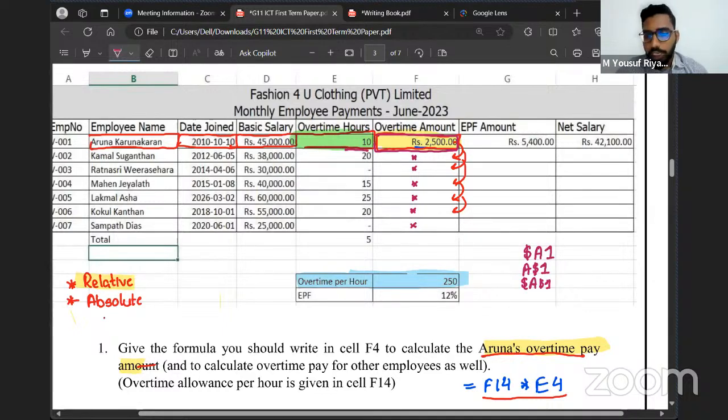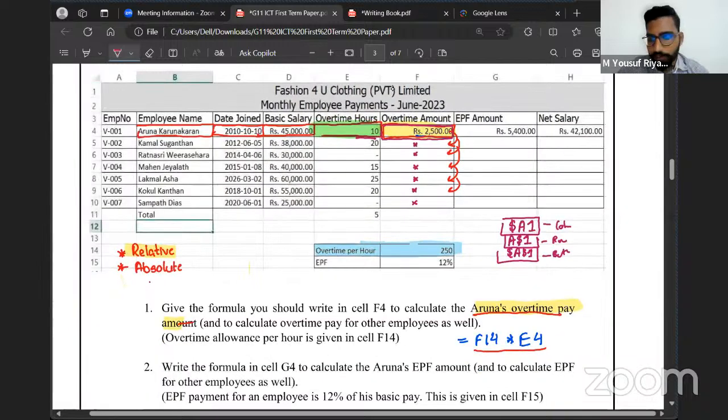So $A is going to keep the column name fixed, A$1 is going to keep the row number fixed, and $A$1 is going to keep both fixed. So this is only column, this is only row, and this is both fixed. Now based on this, tell me how I should write the F14 reference instead of just F14. This is what absolute cell reference is. Using absolute cell reference, what should I write instead of F14?